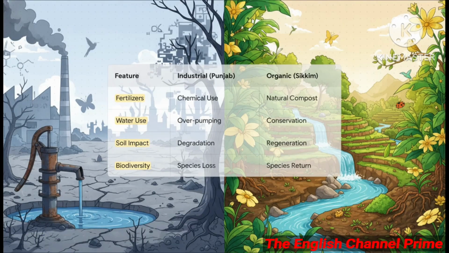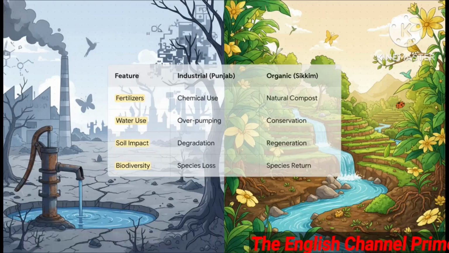You should totally jot this down for your notes. On one side, you've got the industrial model in Punjab: tons of chemical fertilizers, overpumping water, and soil that's just getting destroyed. And on the other side, Sikkim's organic model: natural compost, smart water conservation, and healthy, living soil. And the result of that? In Sikkim, the birds and the good insects started coming back. It just shows that when you heal the land, nature returns.